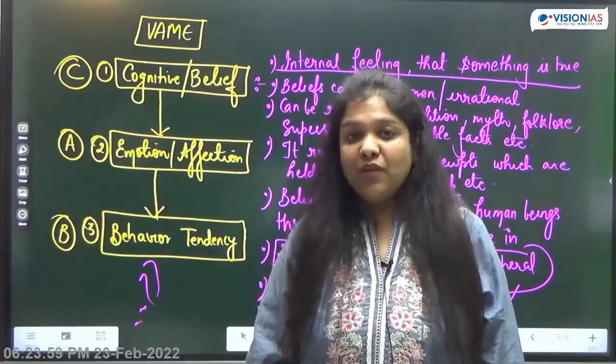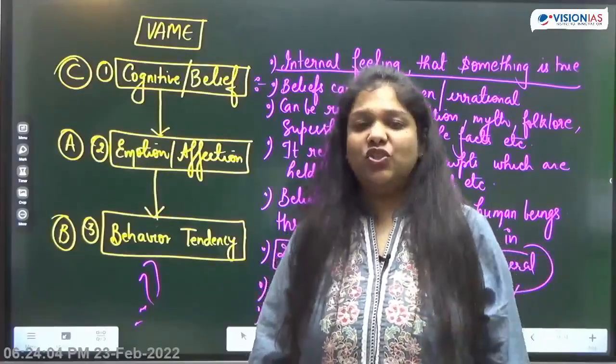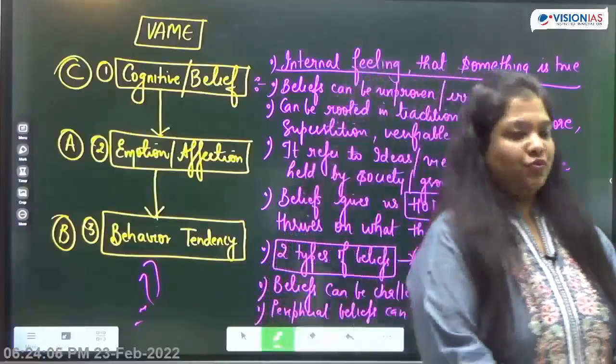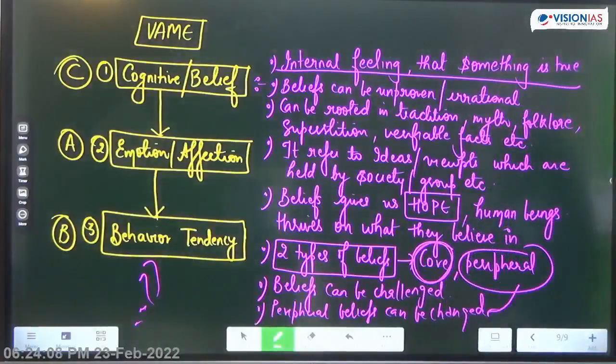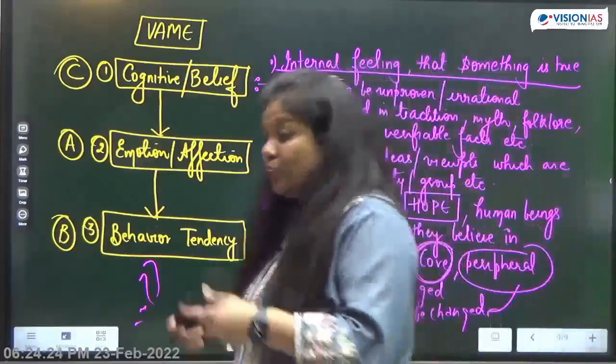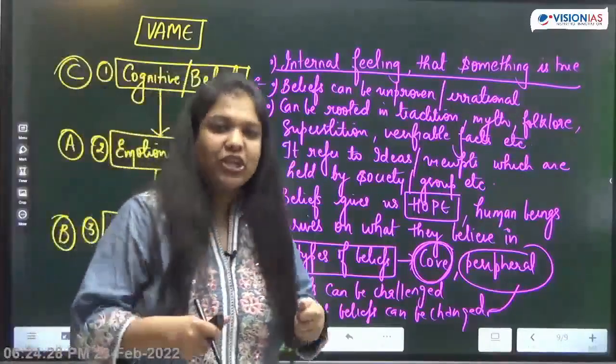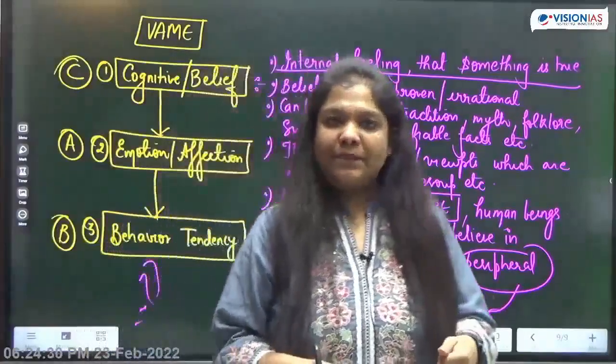So my core belief can be challenged, but it is very difficult to change. And if it is getting changed easily, that means it constitutes your peripheral belief. Is that very clear? Is it making sense? Core beliefs is something which is integral to your existence. You believe in something. You've been brought up based on that belief. You've been socialized with respect to that belief, right?